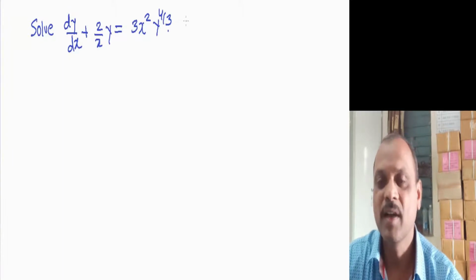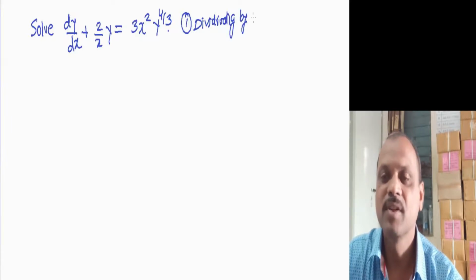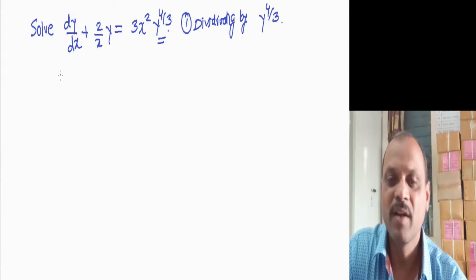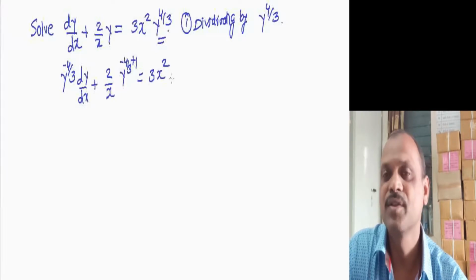Hence, as per the first step, what is our first step? Divide this equation by y raised to n. Here, what is y raised to n? y raised to 4 divided by 3. So, we divide this equation by y raised to 4 by 3, that will be y raised to minus 4 divided by 3 into dy by dx plus 2 divided by x into y raised to minus 4 by 3 plus 1 equal to 3 into x square.